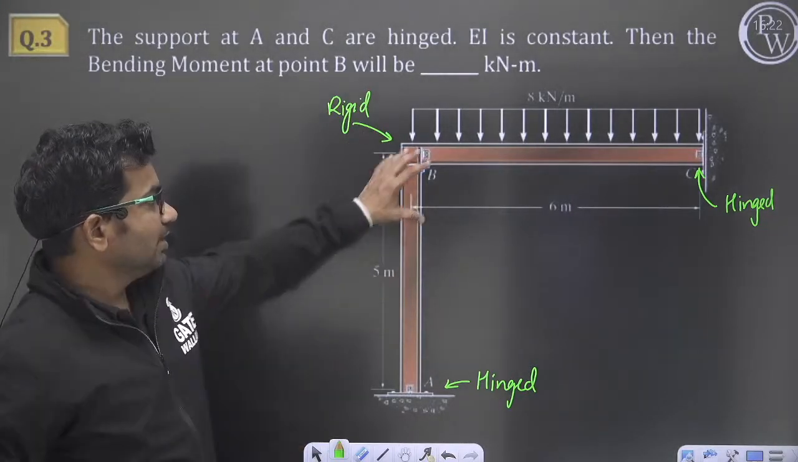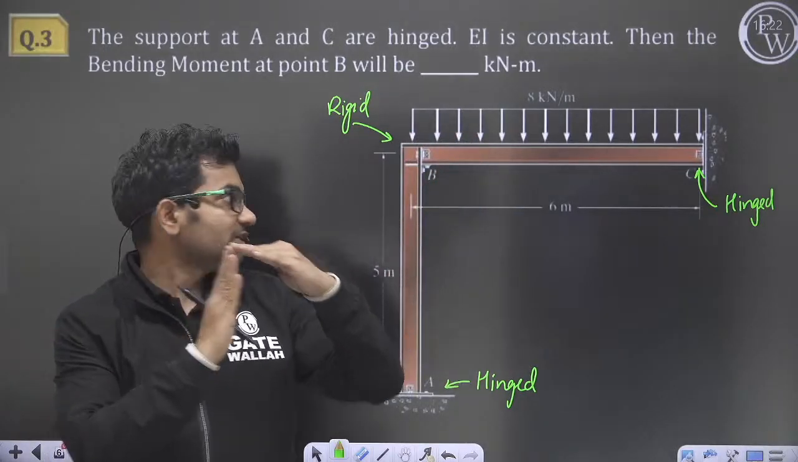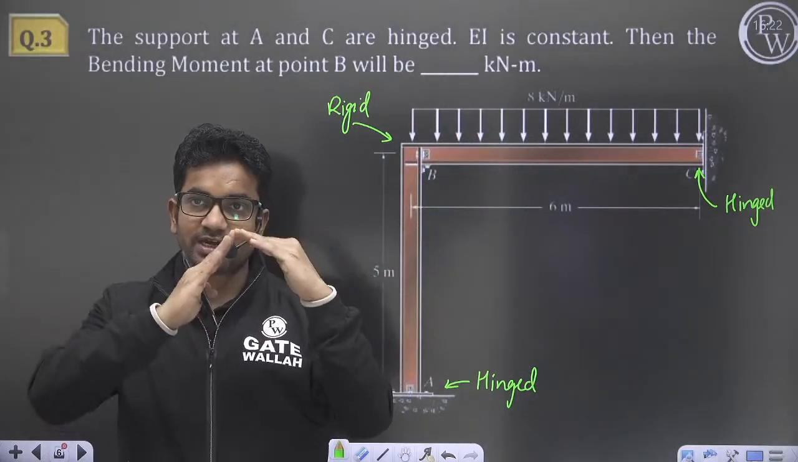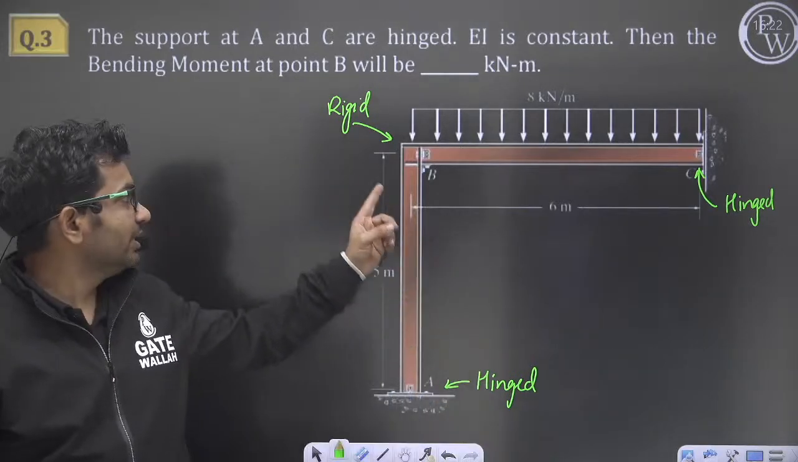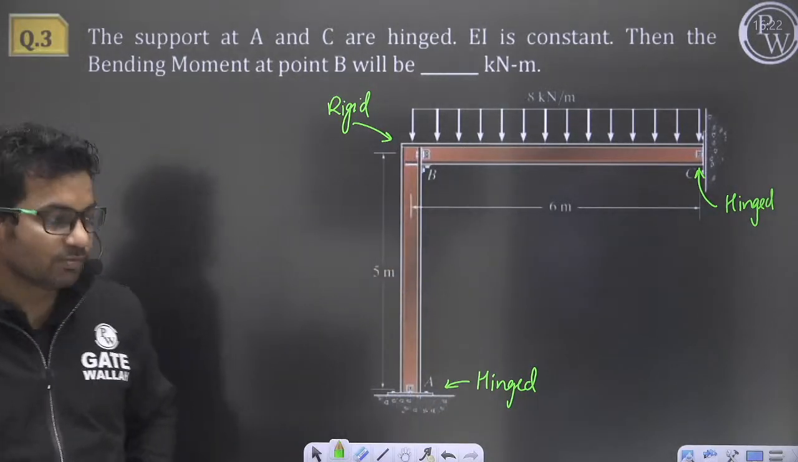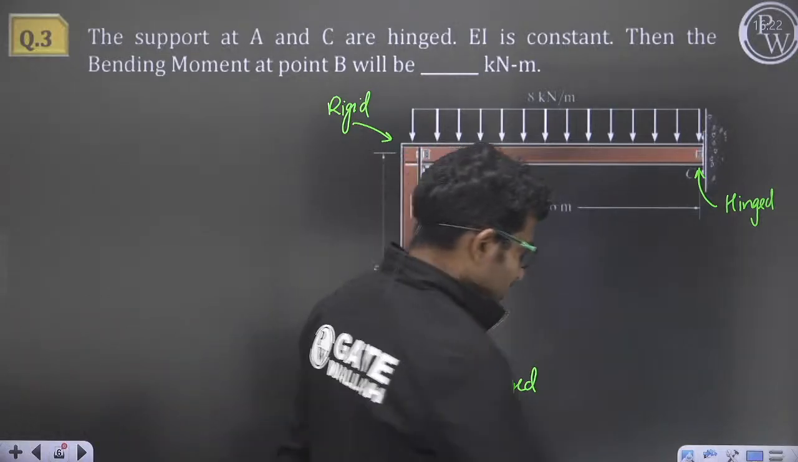So the angle before and the angle after between these two will be the same. It will rotate like this. Okay, so try to calculate the bending moment at B. How will you calculate the bending moment at B? I'll give you 2 minutes for this question.